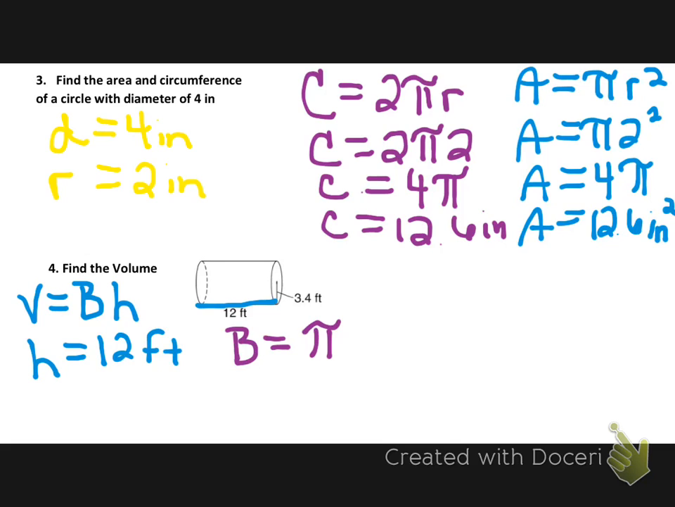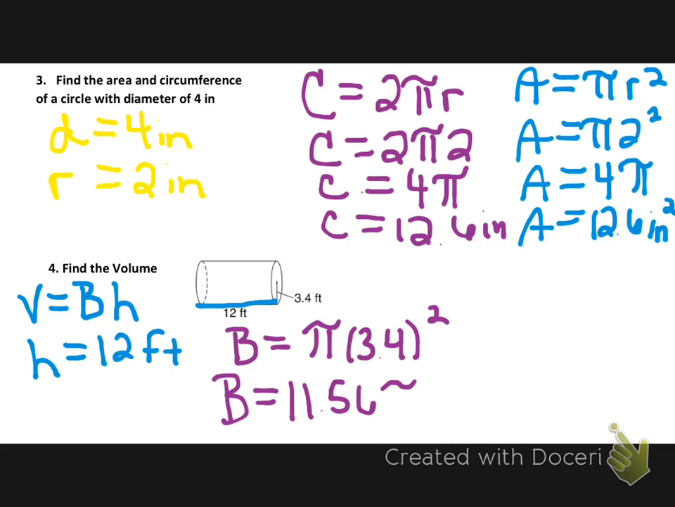Pi, my radius is 3.4, and we're going to square that. So 3.4 squared is going to be 11.56 pi. I'm just going to leave it with pi right now. That way it's more accurate when we get done. Because to find the volume, now I'm going to take that base, that 11.56 pi, and multiply it times the height, which is 12.